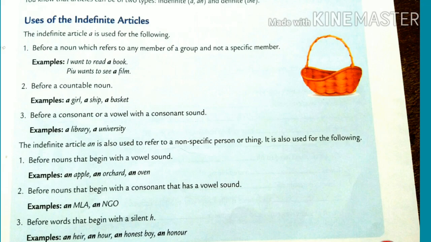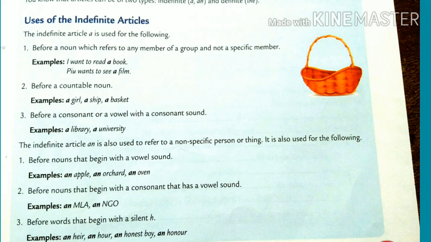Examples: a library, a university. See the second word, university. The word starts with U, but the sound is the consonant sound yu. So we use the indefinite article a. Are you clear about these 3 points where we use indefinite articles?